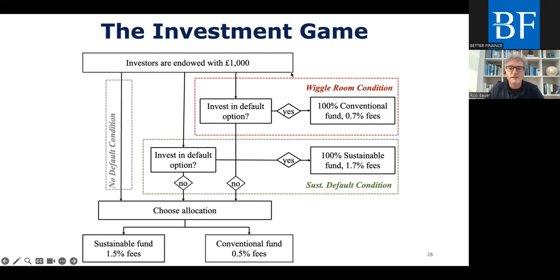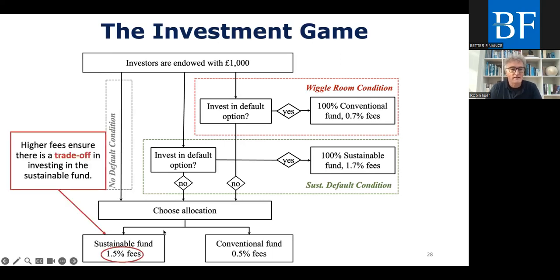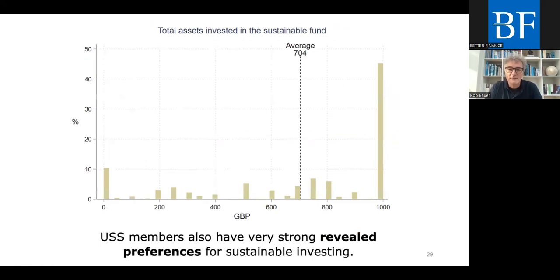What we found is that not a lot of people use the wiggle room in the game. So that was an academic experiment that to some extent didn't work. But what the game did show is that people went exactly to this choice. And what we found is that, so that's the trade-off, 70% of the money was invested in the more expensive, so ex-ante lower return, you would say, fund with sustainable preferences.